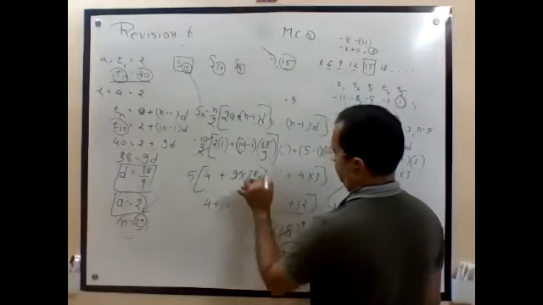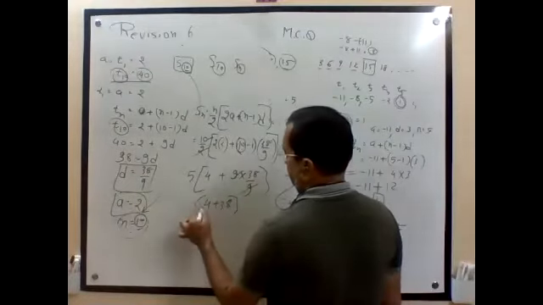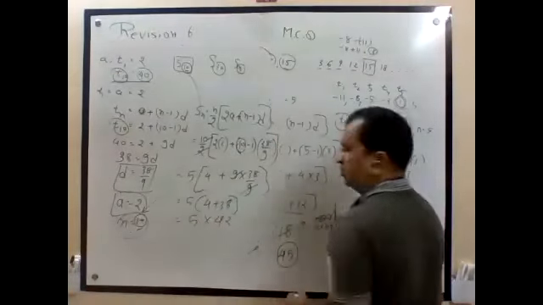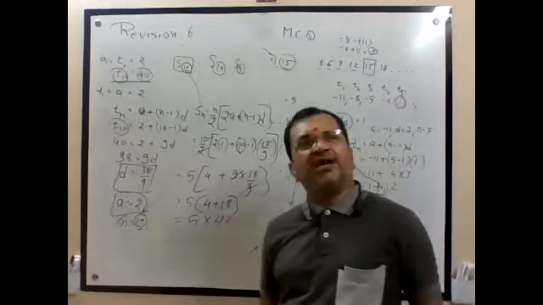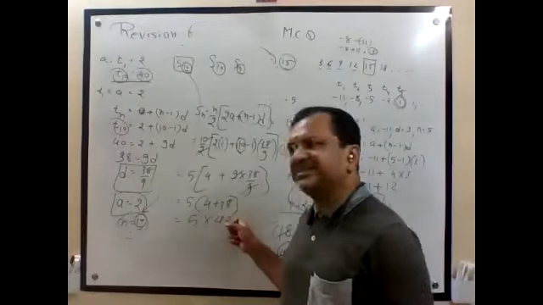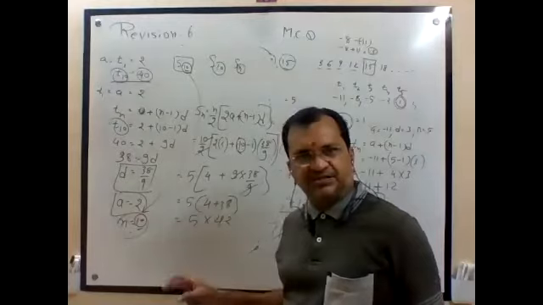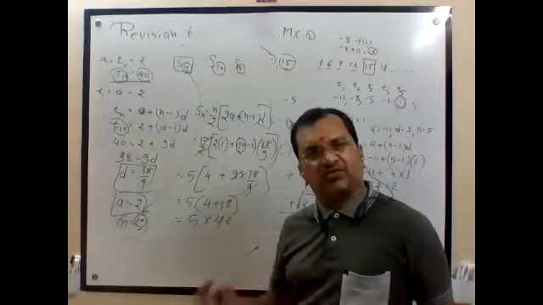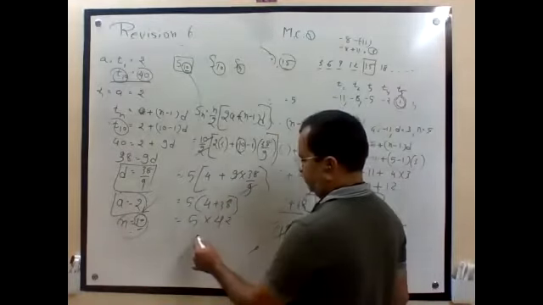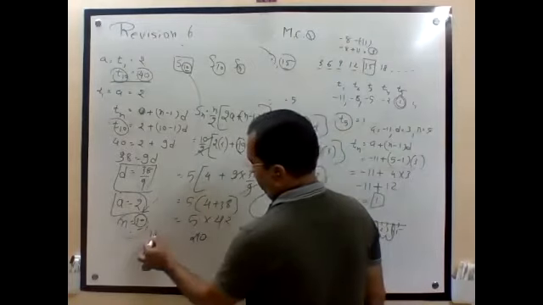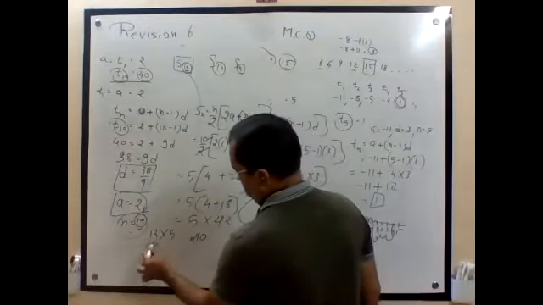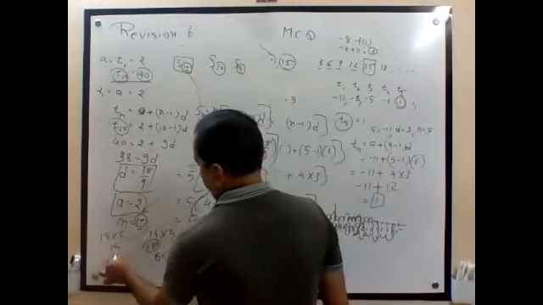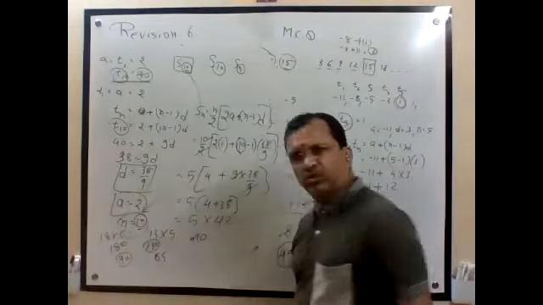4 plus 38. Multiply by 5: 5 into 42. Whenever you want to multiply by 5, just put 0 at the unit place and make it half. 42 into 5 means 420, half, 210. For example, 13 into 5: 130, half, 65. For example, 18 into 5: 180, half, 90. So no need to mug up the tables.